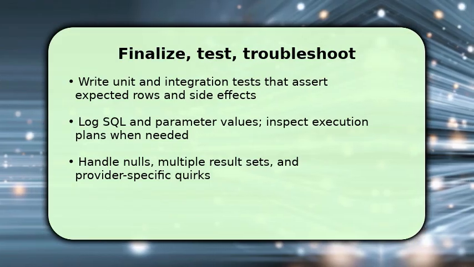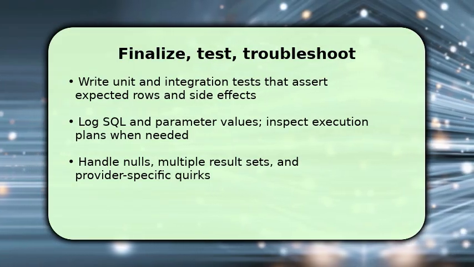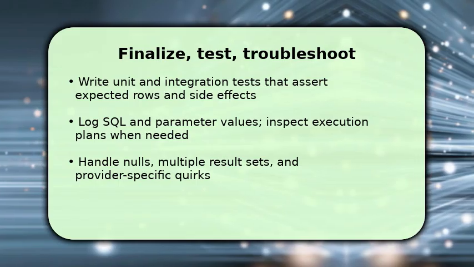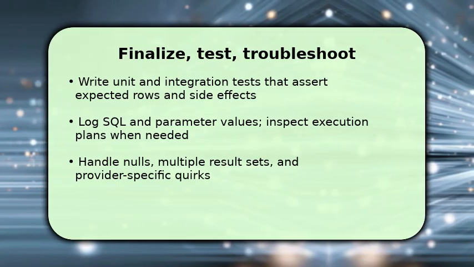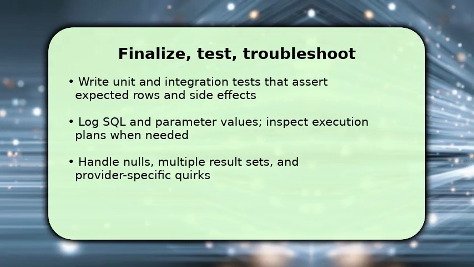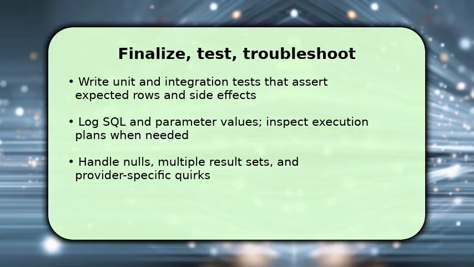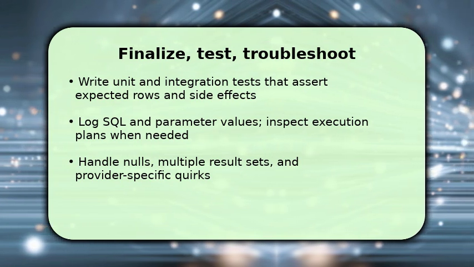If something goes wrong, first confirm parameter types and column names match exactly. Then run the proc directly in the database to isolate EF issues. Make iterative fixes and rerun tests until behavior is stable.